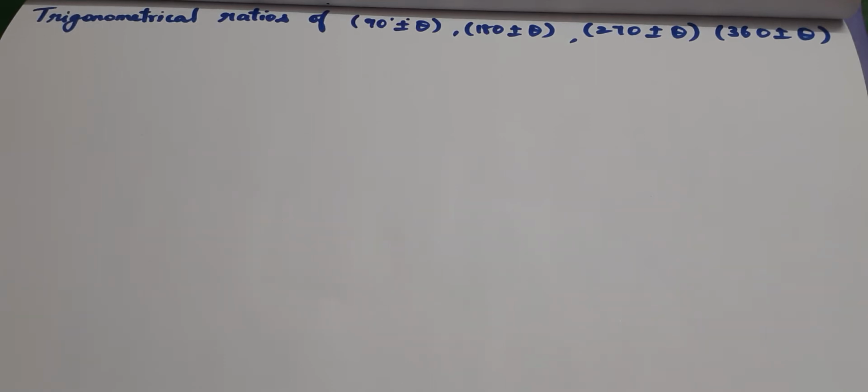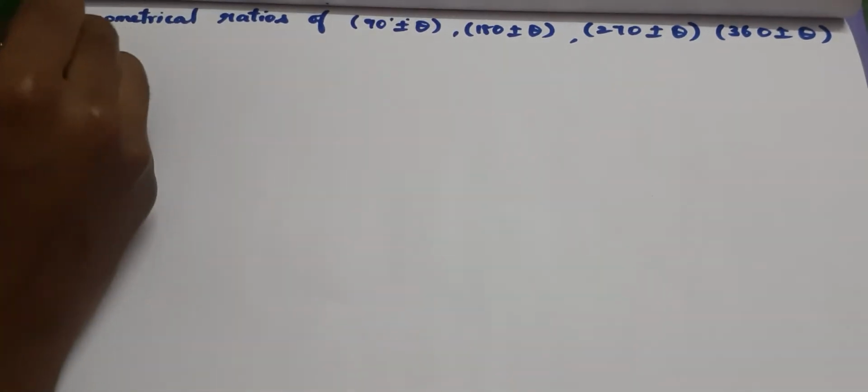Hi children, today we are going to see about trigonometrical ratios of 90 plus or minus theta, 180 plus or minus theta, 270 plus or minus theta and 360 plus or minus theta. Okay, basically you know what are the ratios you are having.